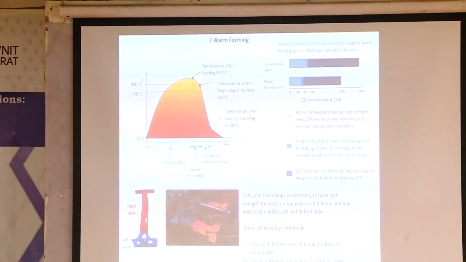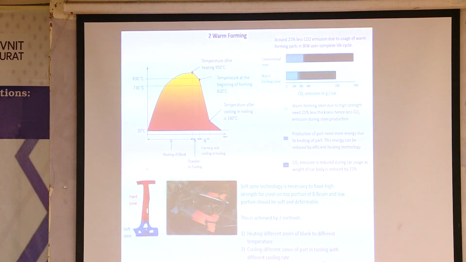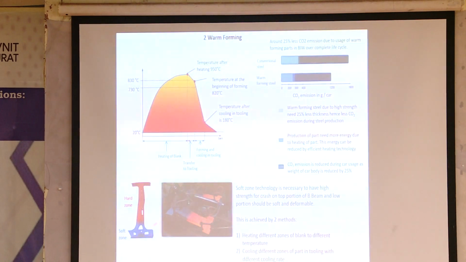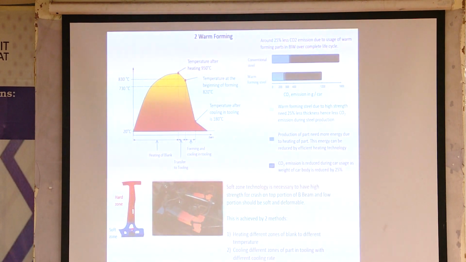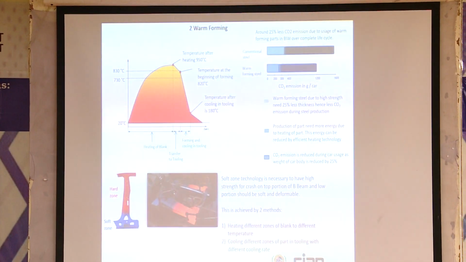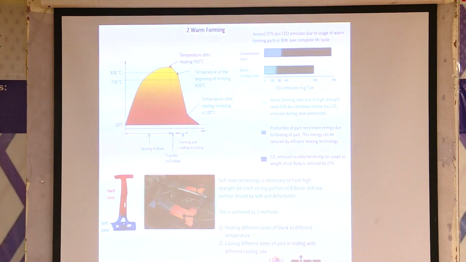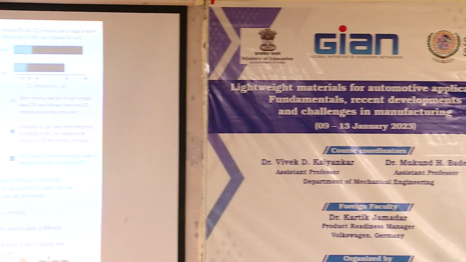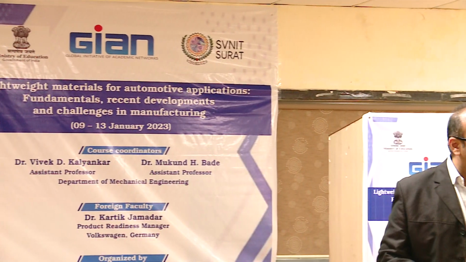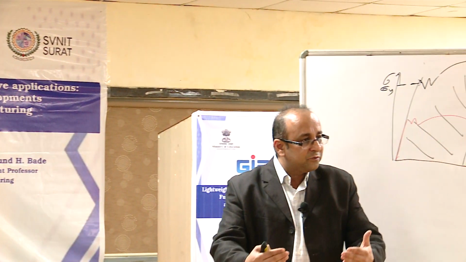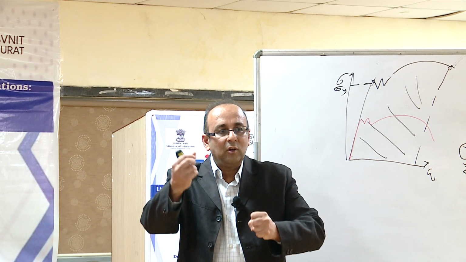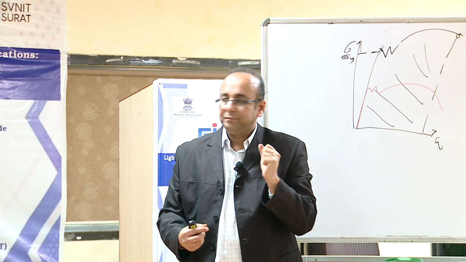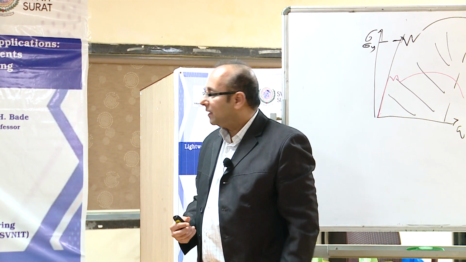There are many ways of making this soft zone technology. The first way is we are heating the part uniformly to 950, but the cooling rate of this part is much slower. It means the flow of water is less. A different kind of steel is used, so the cooling rate is not that high. Automatically you will get a different microstructure. So one way is that.